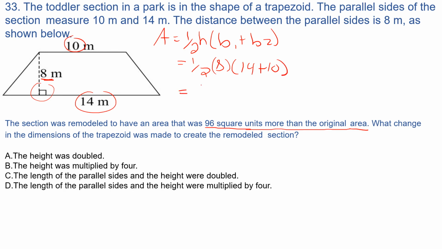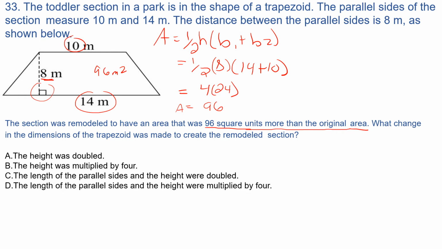1/2 times 8 is 4. 14 plus 10 is 24. 4 times 24 is 96. Alright, so the area of the original figure is 96 meters squared. So now let's analyze this. It says this section was remodeled to have an area that is 96 more units than the original. So let's see what happens.